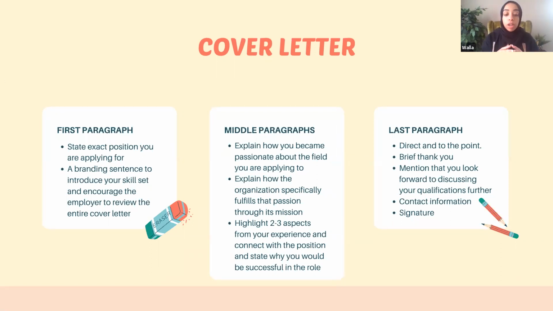In your middle paragraph, you're going to have a paragraph that goes into how you became passionate in the field that you're applying to. For me, that meant talking about a previous internship that sparked my passion for law and policy making. That was the type of organization that I applied to. The following paragraph can be about how that organization fulfills the passion and how you would be an excellent candidate to help push the organization further.